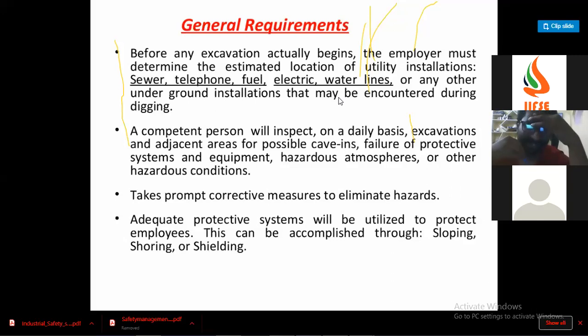Fine. Okay. So adjacent areas, cave-ins, failure of protective systems or equipment, hazardous atmosphere or other hazardous conditions. You have to see what the general requirement is. If a person should say whether there is a possibility of cave-in, it means is there any equipment or any load on the edges of the excavated area? Listen carefully. And failure of protective systems and equipment.